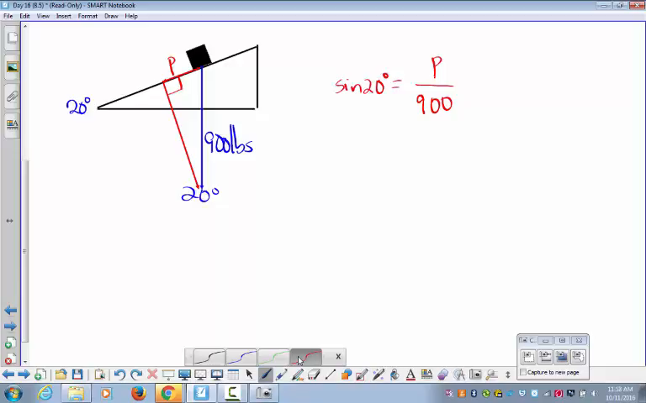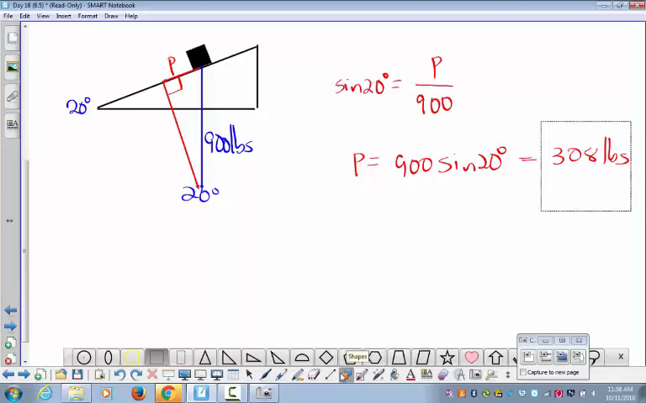All right, so then P is 900 sine 20, and when we type that into our calculator and round to the nearest unit, what do we get? 308 pounds. So that is the force necessary to keep the block from sliding.